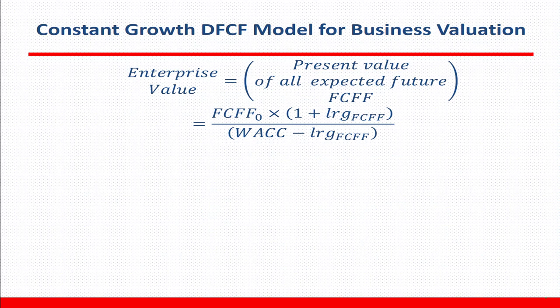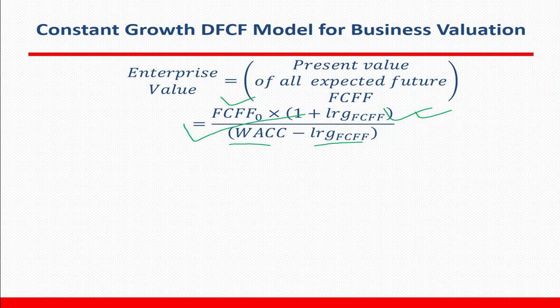This is a constant growth case. We are assuming that cash flow is growing at the same rate for the rest of the life of the business. In this case, the value of the business becomes this. So here, the current year's cash flow to the firm times 1 plus the long run growth rate of the cash flow, over the weighted average cost of capital minus the long run growth rate of the cash flow.